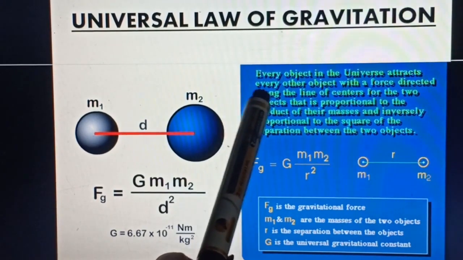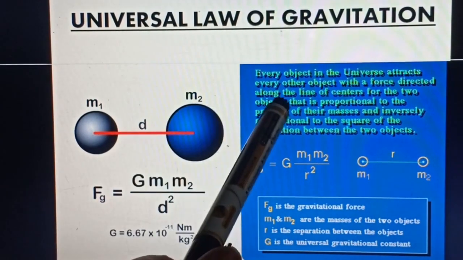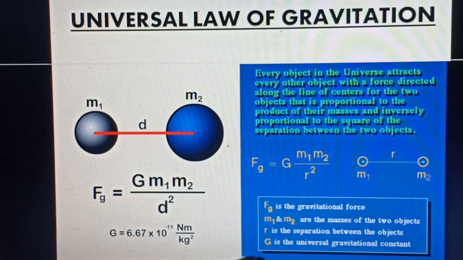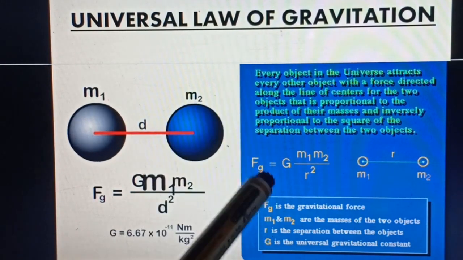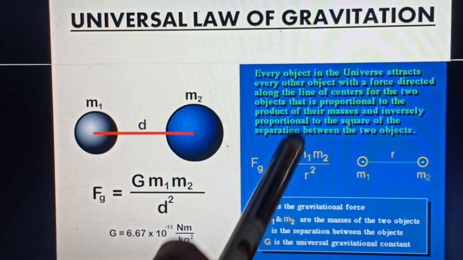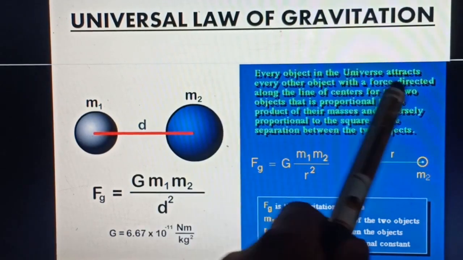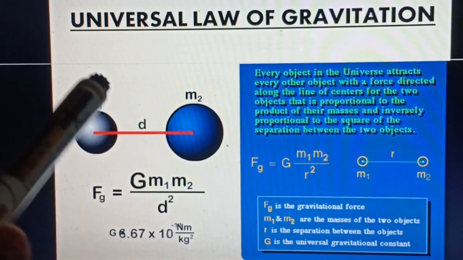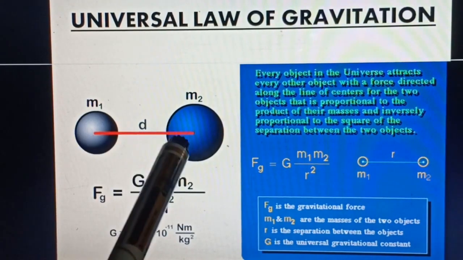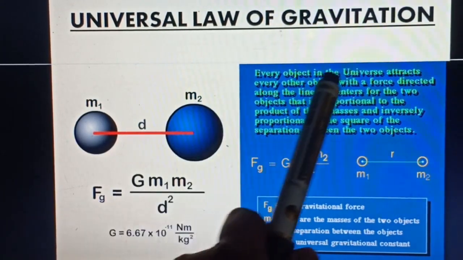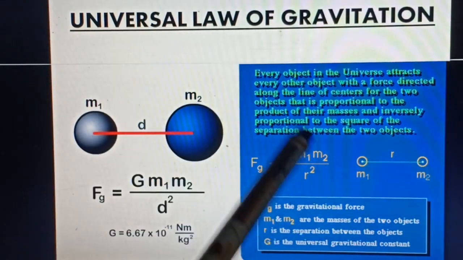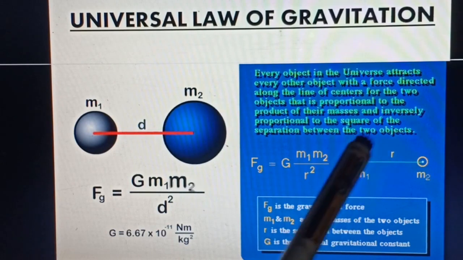So what's the statement? Every object in this universe, he has generalized every kind of objects in this universe, that every object attracts each other with a force. We are not getting into the line of force. You will get this kind of line of force in later classes. Simply we have to understand that every object in this universe is attracting each other with a force which is proportional to the product of their masses.